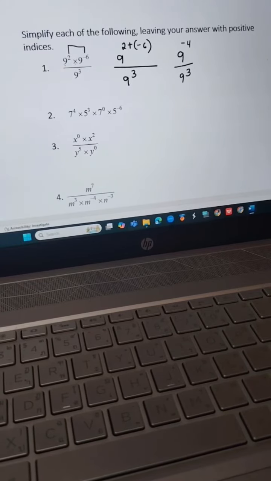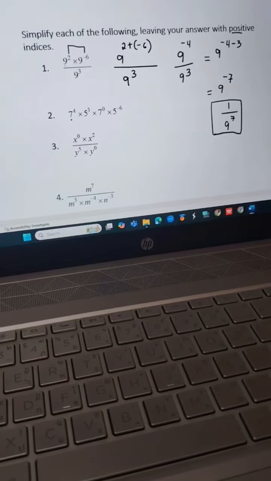Now, this is division already, so we are going to subtract the exponents. So, 9 raised to negative 4 minus 3. The answer is 9 raised to negative 7. But the exponent is negative, and the instruction is we should make it positive. So, we are going to get the reciprocal of this one, which is 1 all over 9 raised to 7. So, this is the final answer.